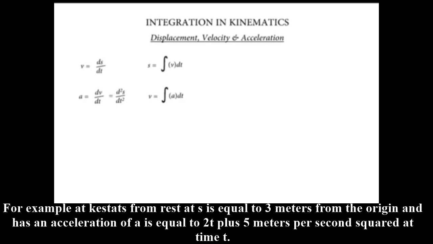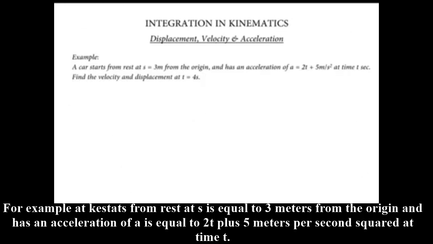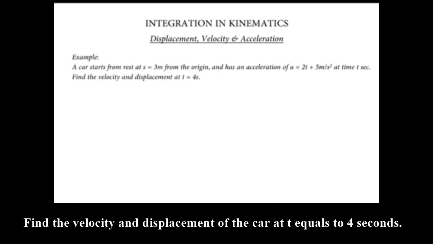For example, a car starts from rest at s is equal to 3 meters from the origin and has an acceleration of a is equal to 2t plus 5 meters per second squared at time t. Find the velocity and displacement of the car at t equals 4 seconds.